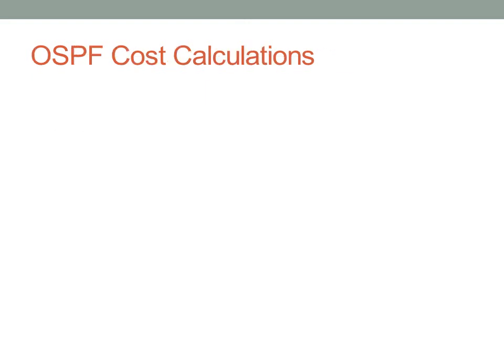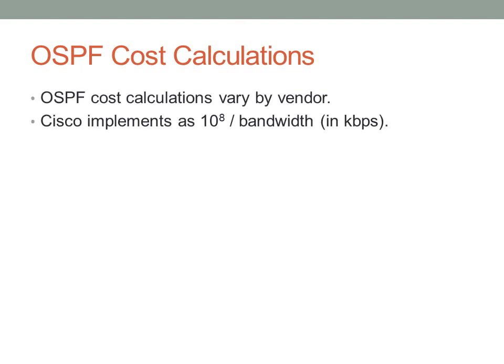So now we're going to talk a little bit about OSPF cost calculations. These vary by vendor, but typically with Cisco products, it's going to be 10 to the 8th divided by the bandwidth in kilobits per second. That's going to be considered your cost. Again, this is the inverse of bandwidth. So the way this works is that your higher bandwidth interfaces are going to result in a lower cost. If you don't understand why this is, just do the math. Plug in a really high bandwidth number and a really low bandwidth number, and you'll see that a higher bandwidth is going to have a lower cost.